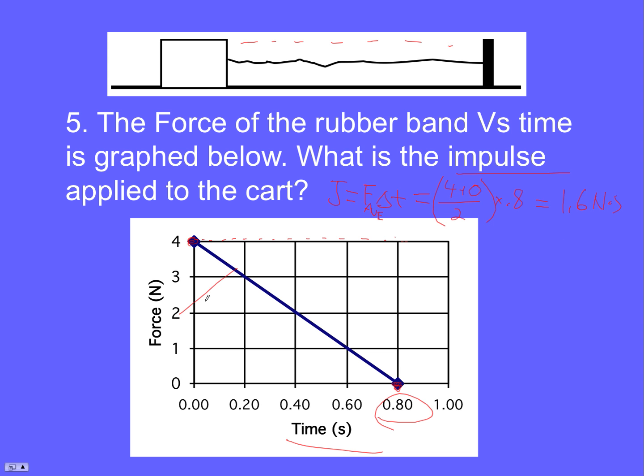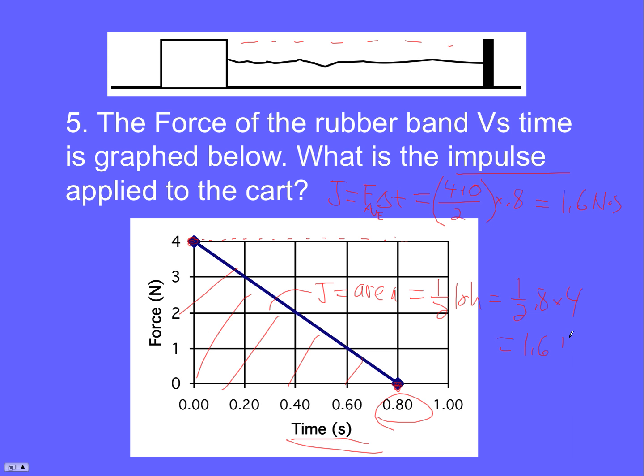Another way to think about it is the impulse is the area under the curve, under the force time curve. If you remember, work was the area under a force distance curve. This is force time. This is different, but some of the techniques are similar. And so it'd be the area of this triangle. So 1/2 the base times the height. And so 1/2 times 0.8 times 4, and I get the same answer.